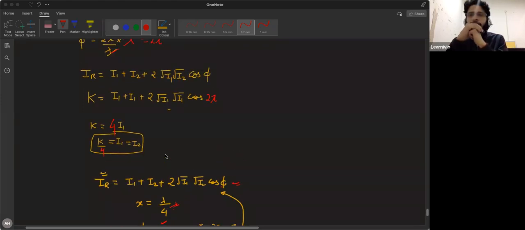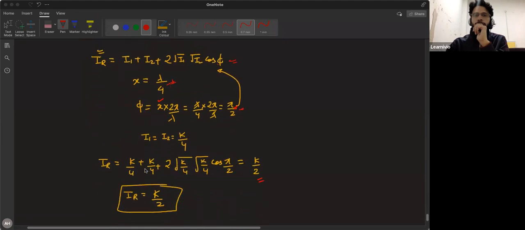First, get the value of phase difference, then put that phase difference in this formula. You will get I1 plus I2, and I1 and I2 are both equal to. Okay, this is the solution.